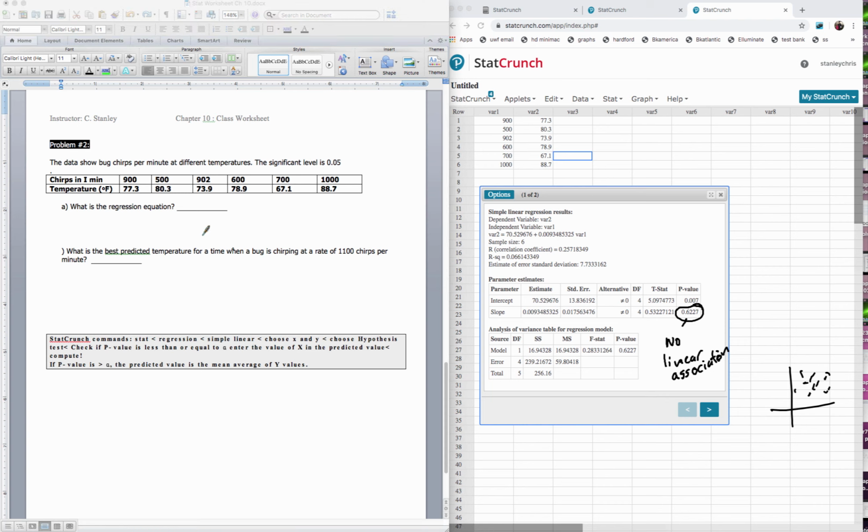So the equation is temperature, because that's what we're predicting, equals 70.53 plus 0.009 times the chirps. So the question is, can I put this 1100 in here? Well, you can if there's a linear association, but this number here, this 0.6227, is greater than 0.05. So what that means is that we do not have evidence of a linear association.